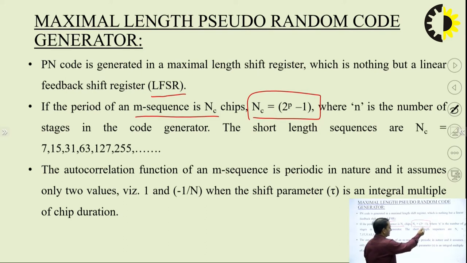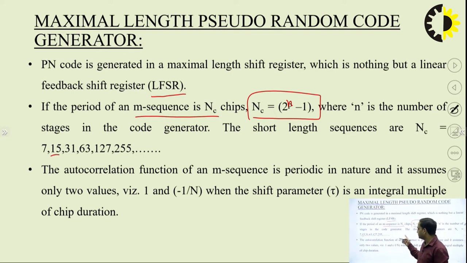So here we can change it to n, right? Small n is the number of stages in the code generator. So how many stages are there? In place of p, this is the small n, and Nc is the total length of the PN code, right? Just in the previous example we have taken it as 15. The PN code was 15.